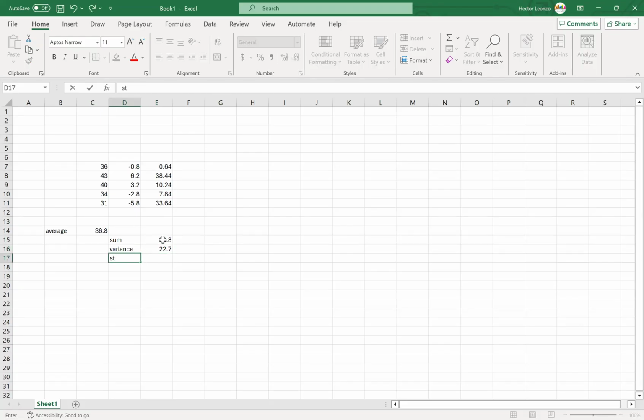My standard deviation, I'm going to label this, is going to be the square root of my variance. So there, we have our answers. My variance is going to be 22.7, and standard deviation is going to be 4.764452. Okay, so let's go back here.